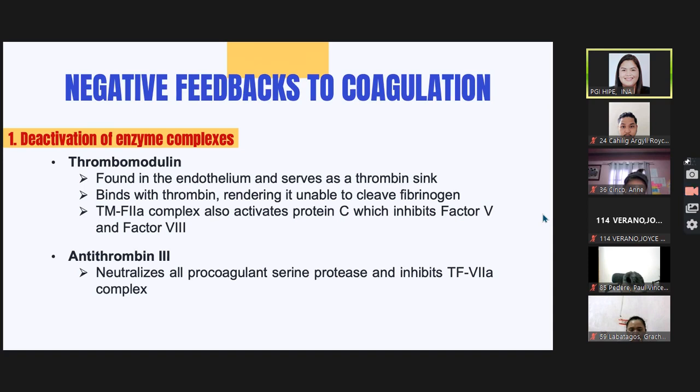So we have negative feedbacks to the coagulation. First is the activation of enzyme complexes. First, you have to be familiar with thrombomodulin. This is found in the endothelium and serves as a thrombin sink. This binds with thrombin, rendering it unavailable to cleave fibrinogen. The thrombomodulin-factor 2A complex also activates protein C, which inhibits factor 5 and factor 8. So you also have to know by heart the function of protein C. We have also antithrombin 3. This neutralizes all procoagulant serine proteases and inhibits the tissue factor-7A complex. So that's the first, the activation of enzyme complexes.